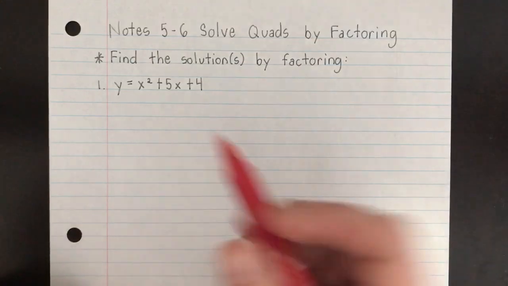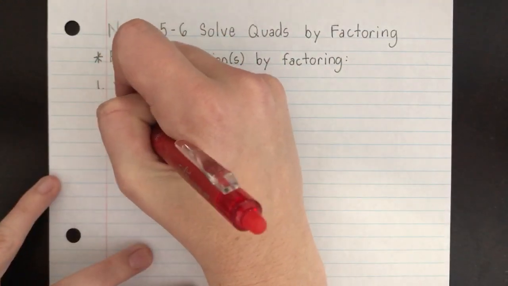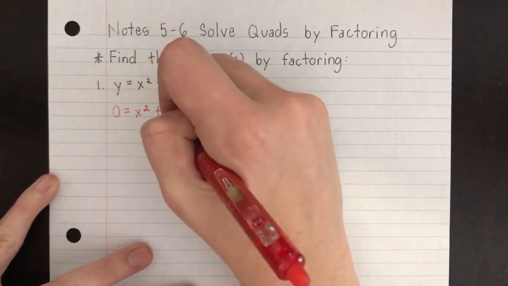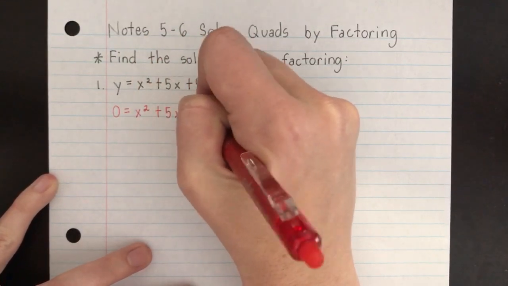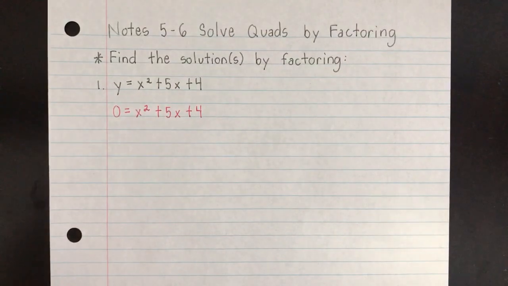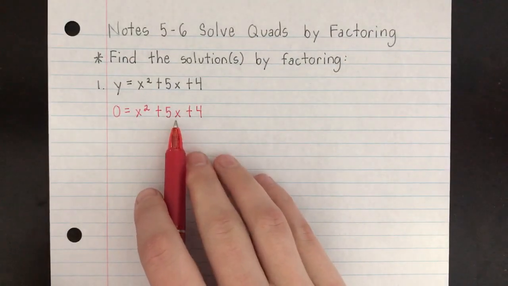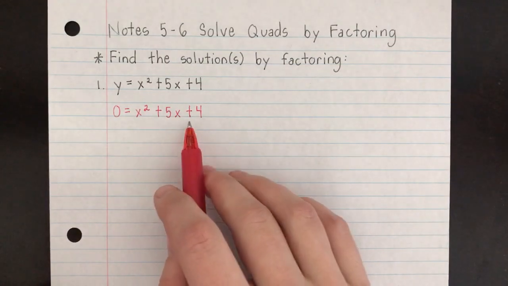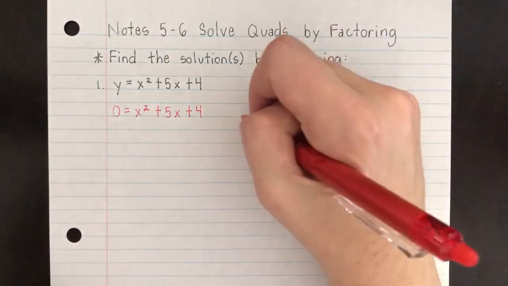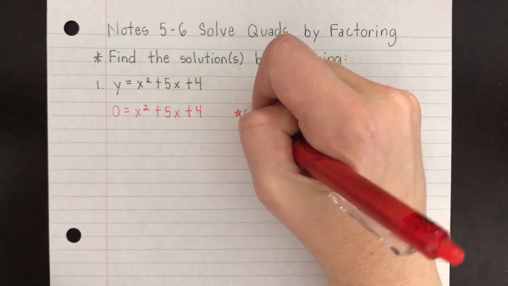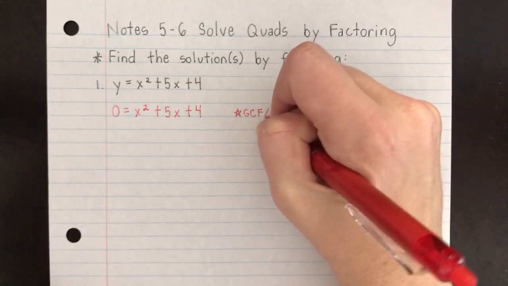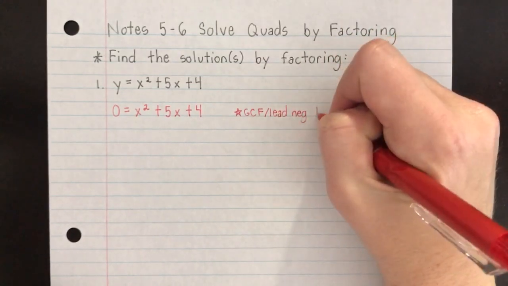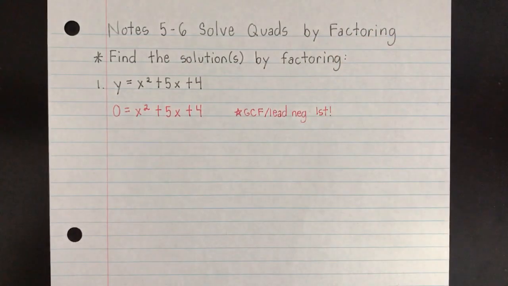To find an x-intercept, the first thing you're going to do is plug in 0 where you see y. So 0 equals x squared plus 5x plus 4. And then remember, we are factoring. When I think about factoring this quadratic, the first thing I think is GCF, lead negative. I don't have a GCF. I don't have a lead negative. Okay, I don't have either of those things.